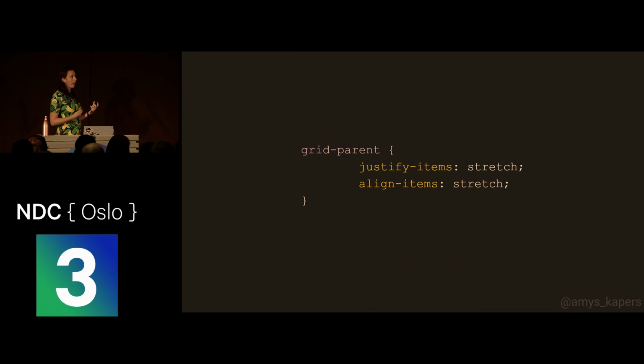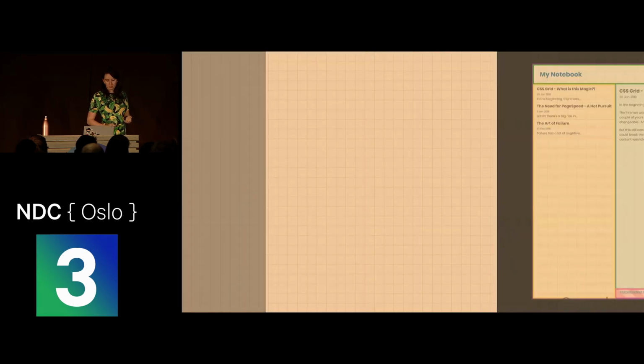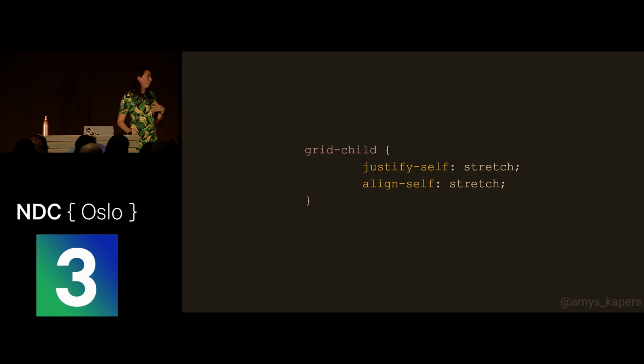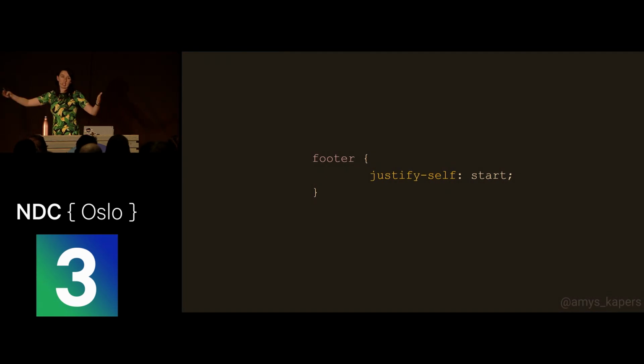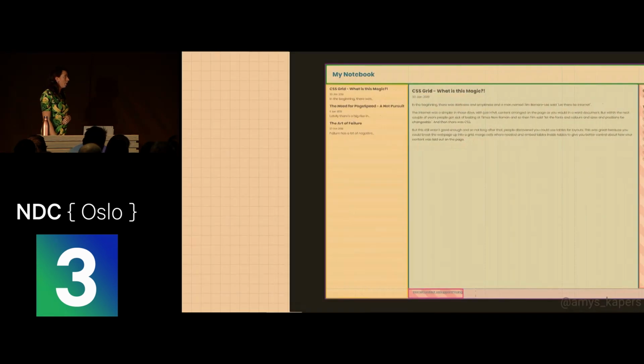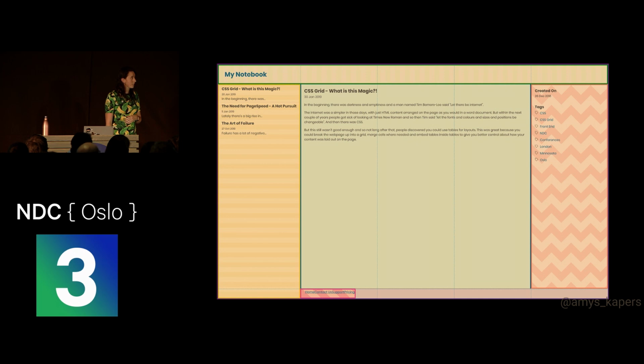Now the justify and align items properties will assign it for all of the children, but then we also have access to justify self and align self. So this is where we can just define that on a particular grid child. So we can say footer justify self start. Justify in the x-axis, just go at the start instead of stretching all the way to the end. And that is then just going at the start. It's not taking up the full space, even though it has it available.